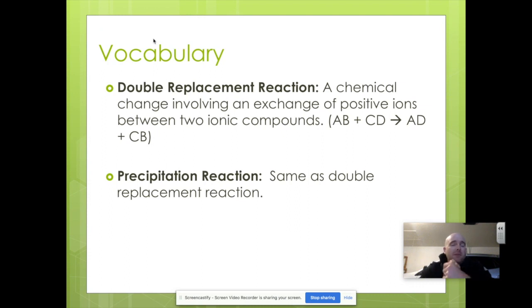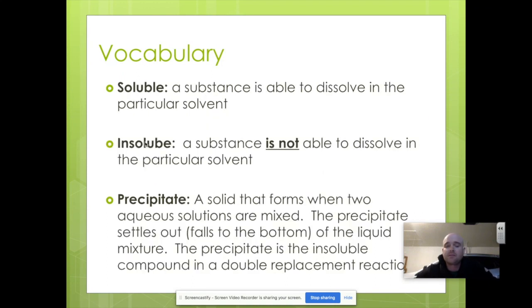A double replacement reaction, if you recall, was one of the 5 reactions that we had to know before. We had synthesis, decomposition, single replacement, double replacement, and combustion. Well, the double replacement is where two dance partners are switching, 2 metals are switching to create 2 new dance partners, right? So this is also known as a precipitation reaction, okay, because it creates a precipitate.